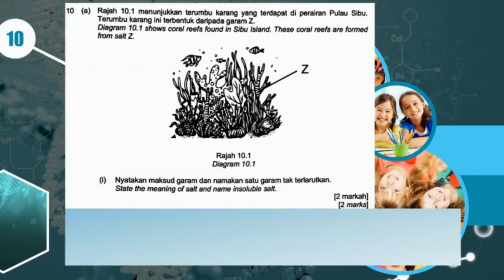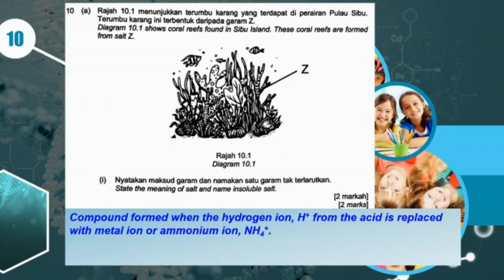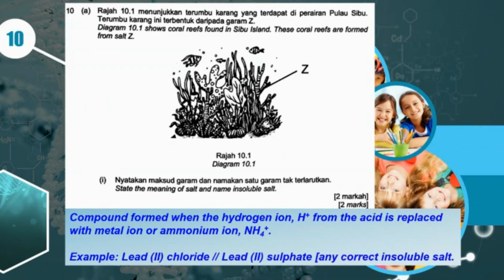Okay. So actually the meaning of the salt is a compound formed when the hydrogen ion from the acid is replaced with metal ions or ammonium ions. Then insoluble salt. Example, lead chloride, lead sulfate, or any correct insoluble salt can be accepted. Step 1, one insoluble salt. Namakan satu.